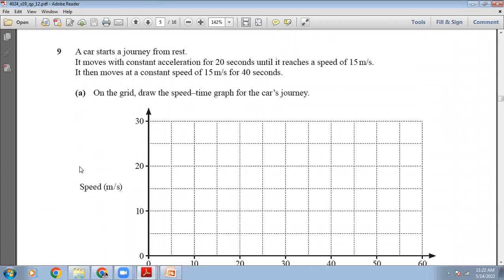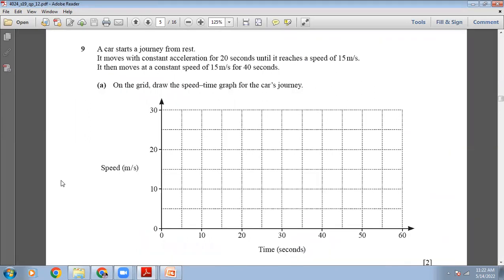a car starts a journey from rest. It moves with a constant acceleration for 20 seconds until it reaches a speed of 15 meters per second. It then moves at a constant speed of 15 meters per second for 40 seconds. On the grid, draw the speed time graph for the car's journey.